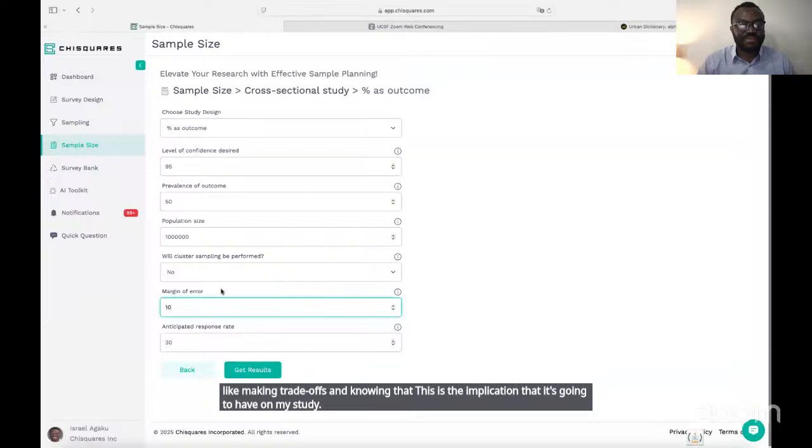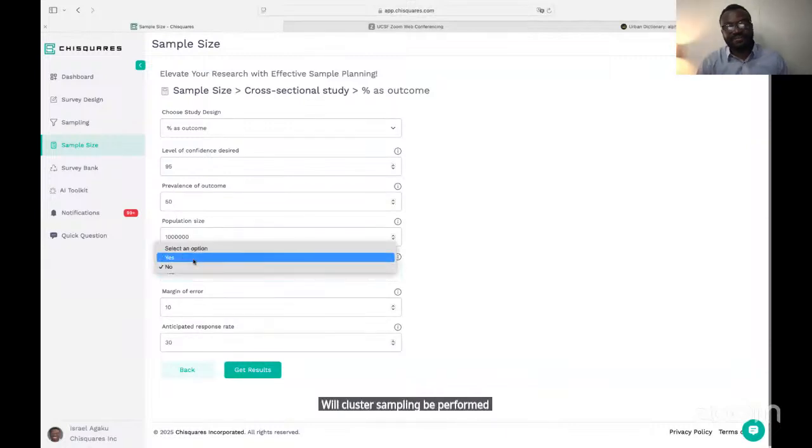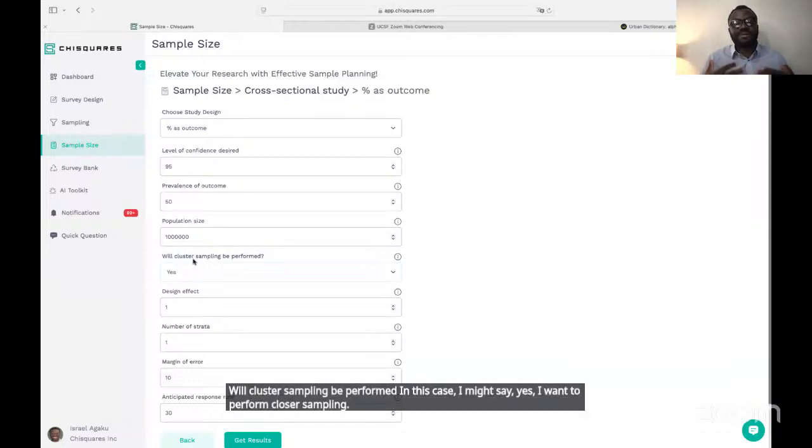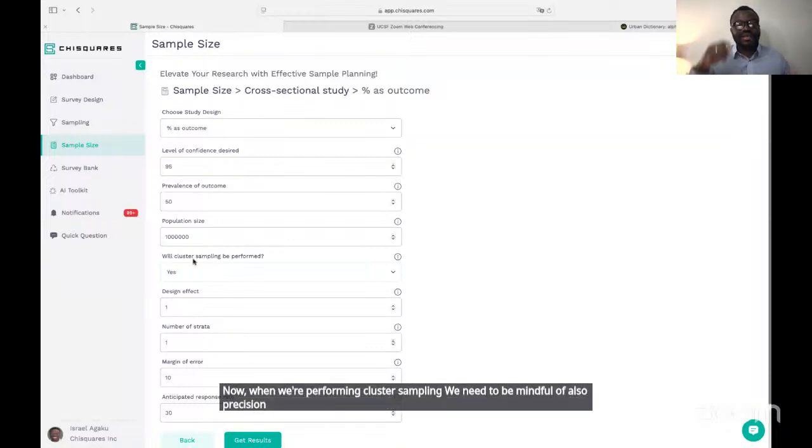So I'm going to accept the margin of error. I'm going to say, all right, will cluster sampling be performed? In this case, I might say, yes, I want to perform cluster sampling. Now, when we're performing cluster sampling, we need to be mindful also of issues of precision.